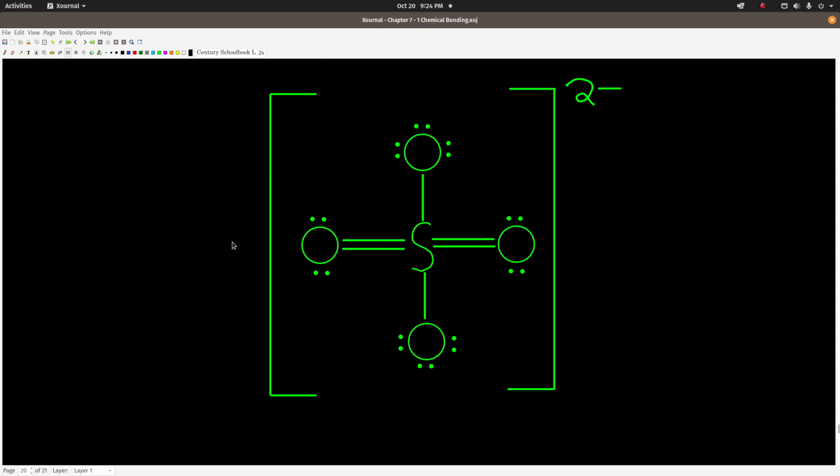So now we're done. Now we have the Lewis structure. The last thing we have to do is, because it's an ion, this is only if it is an ion, you have to put it in brackets and put the charge outside of the brackets.